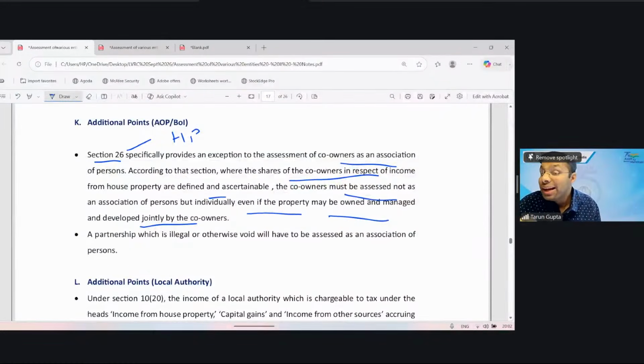A partnership which is illegal or otherwise void is taxed as AOP.